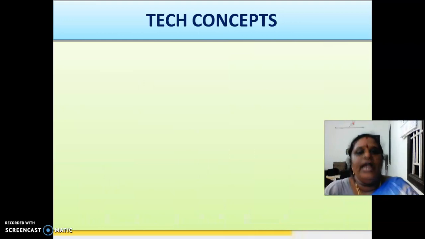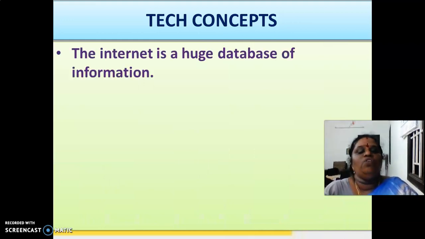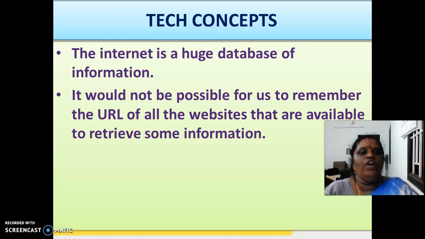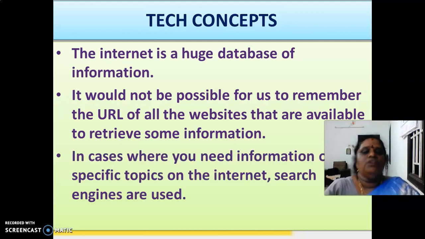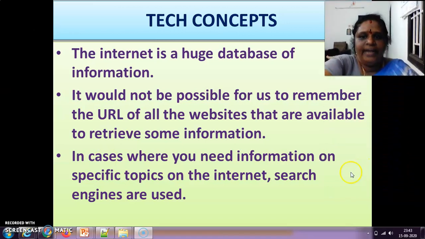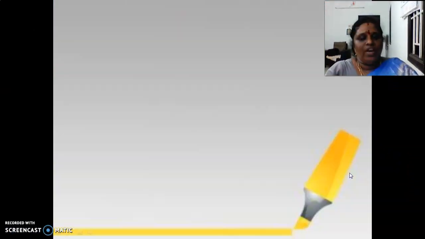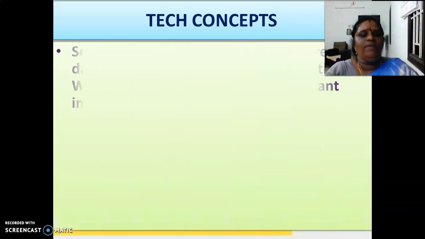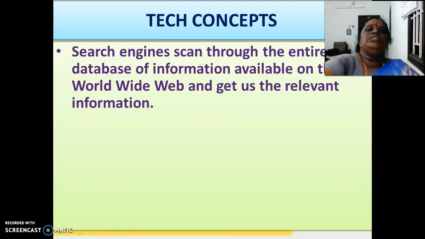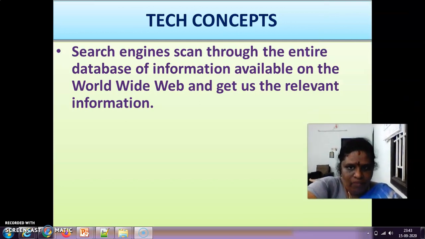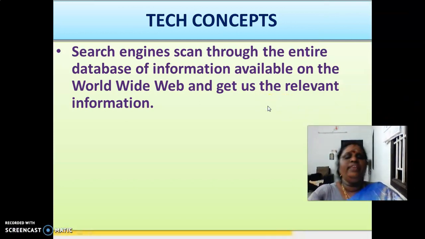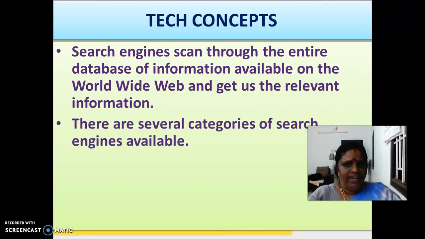The next one is the tech concept. The internet is a huge database of information. It would not be possible for us to remember the URL. Yes, isn't it? We cannot remember the uniform resource locator of all the websites that are available. So in cases where you need information on specific topics on the internet, search engines are used. For that we are using search engines. A search engine scans through the entire database of information on the WWW and gets the relevant information.